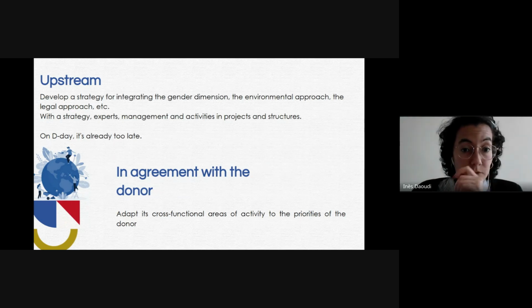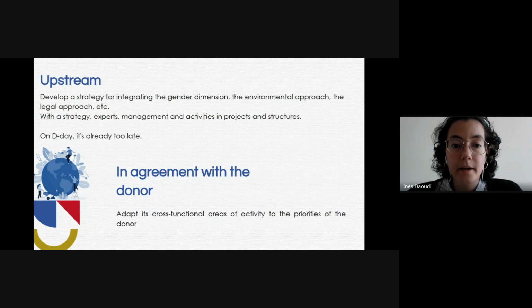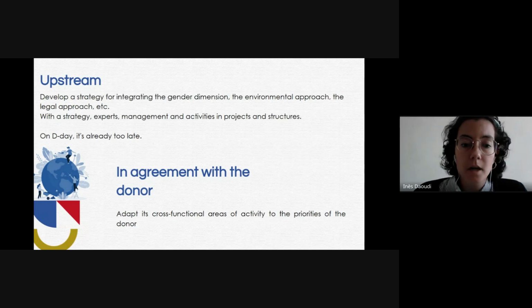So, for example, if we focus on activities, you can focus on the fact that you will integrate people with specific needs, or that you will prioritize minorities, for example, vulnerable groups, women, or people with disabilities. Then you can also adapt implementation methods to take into account cross-cutting issues. You can also adapt monitoring and evaluation tools.